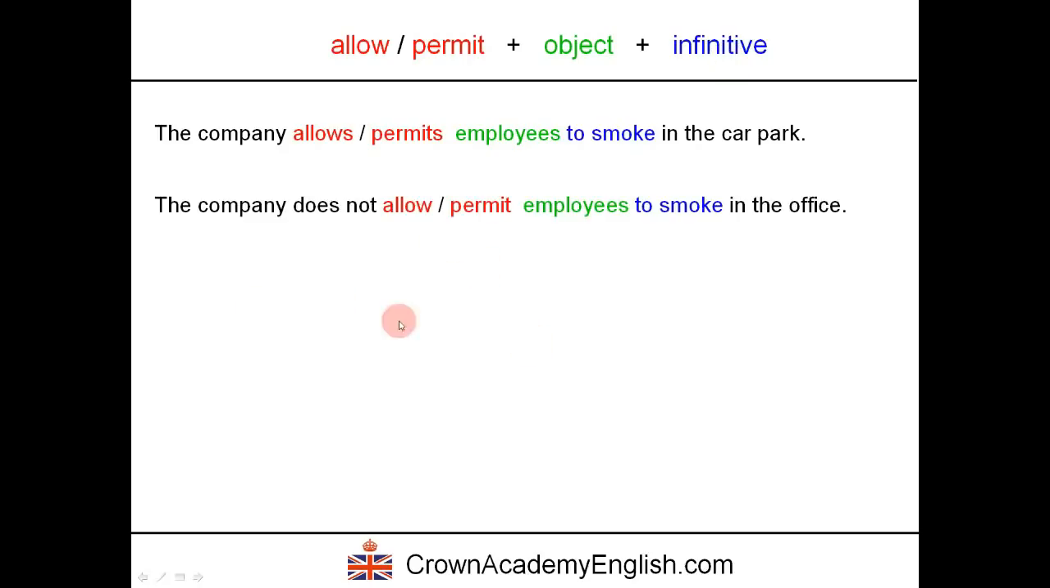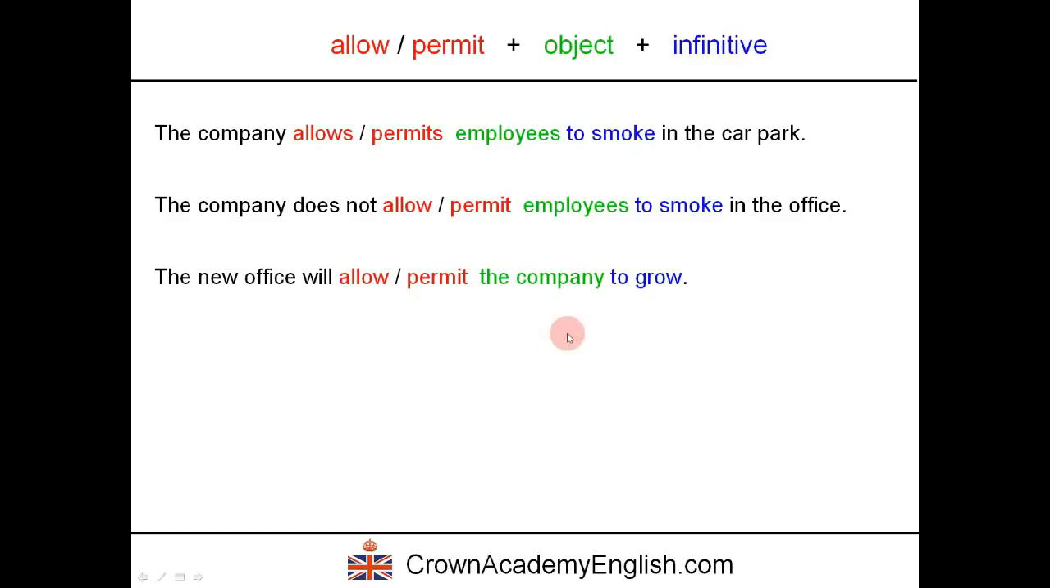Second example, the company does not allow employees to smoke in the office. So here we have the negative. Or the company does not permit employees to smoke in the office. So we have the verb, the object, and the infinitive.